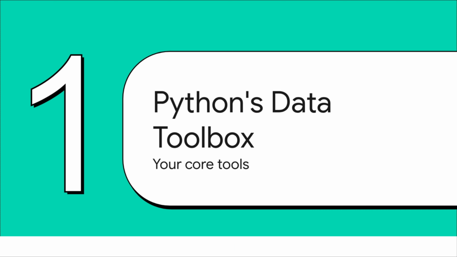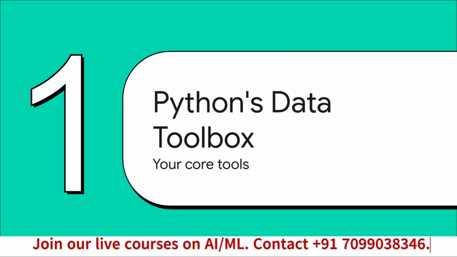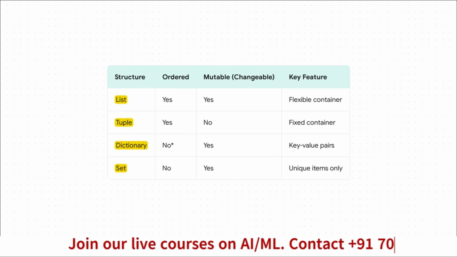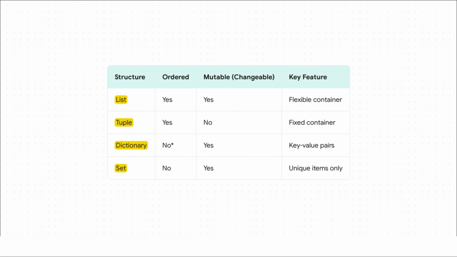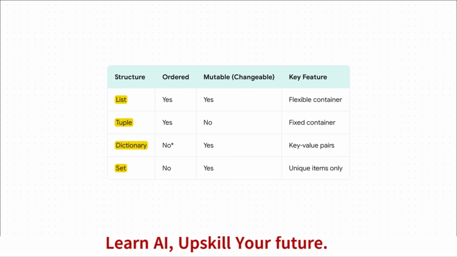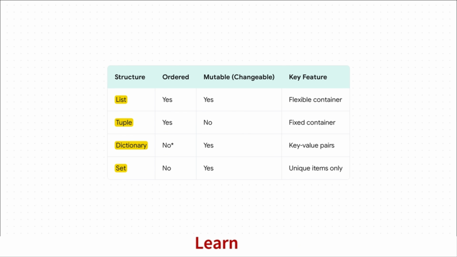Okay, first things first. Let's get all of our tools out on the workbench. It's time to see what makes each one of these tick. Okay, you're going to want to bookmark this slide in your mind. This is basically your cheat sheet. It really boils down our 4 data structures to 2 make-or-break questions. First, is the order of the items important? And second, can you change the items once you've made the collection?